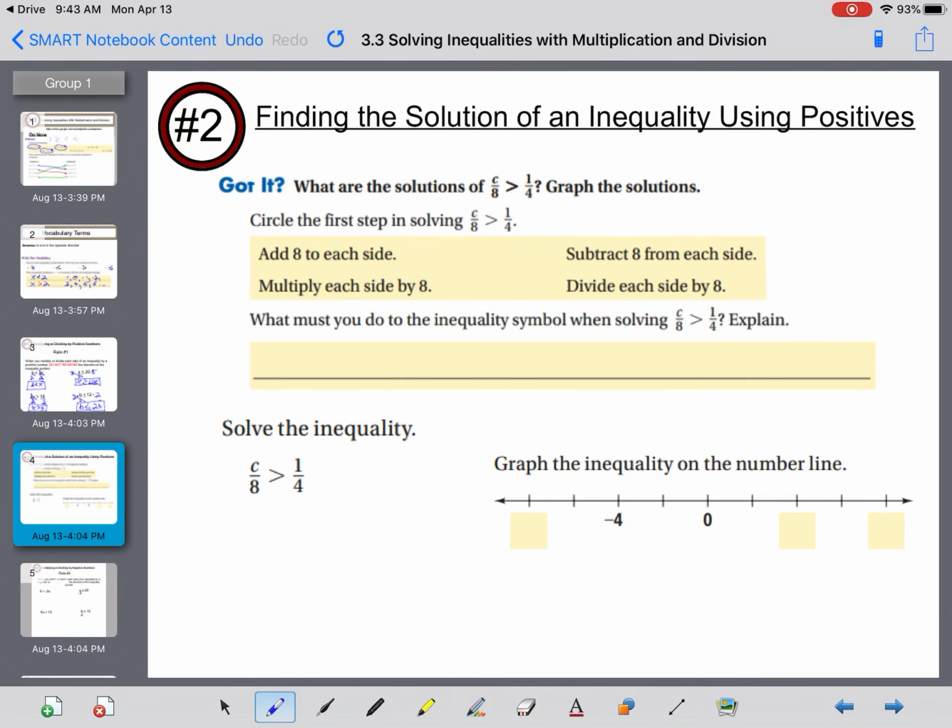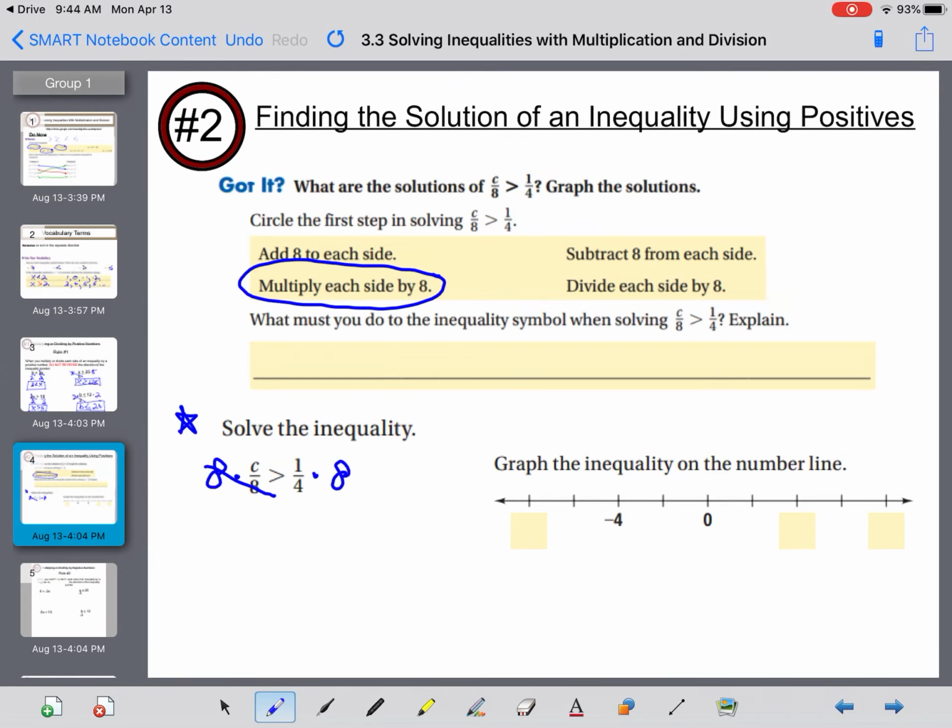Finding the solution of an inequality using positives. What are the solutions of c over 8 is greater than 1/4? Graph the solution. It says circle the first step in solving. Well, if you look down in the bottom left corner here, c is being divided by 8. So in order to isolate c, you need to multiply by 8 on both sides. 8's cancel. So we're going to go ahead and circle multiply each side by 8.